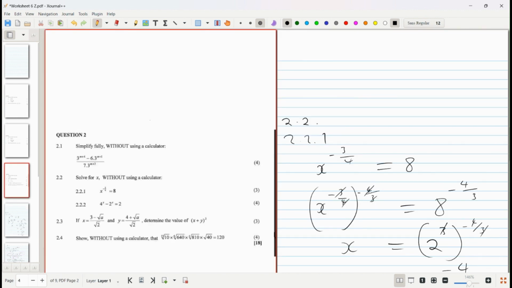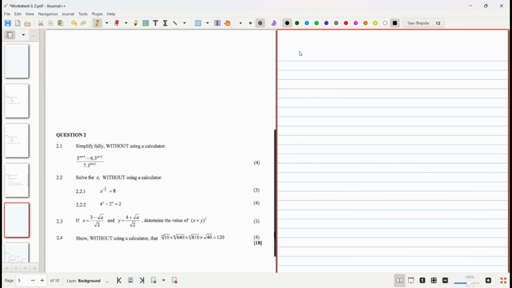Okay. And then moving forward to 2.2.2. Okay. We have what? We have 4 to the power x minus 2 to the power x, all equal to 2. Okay. We need to solve for x here without using the calculator. So how can we rewrite 4 to the power x in terms of exponents such that we have the same bases?